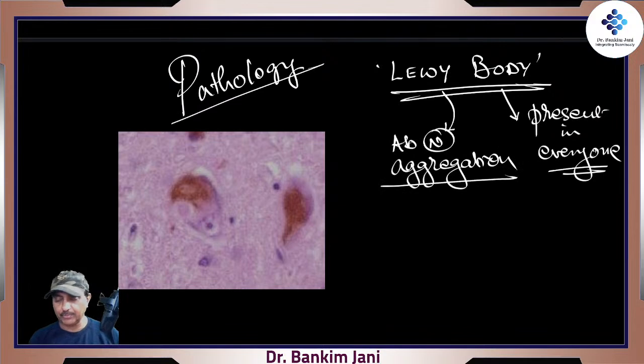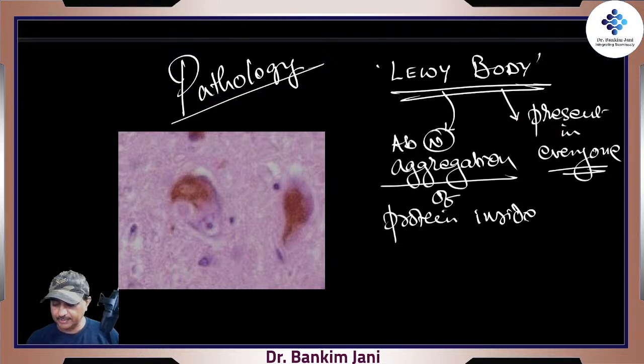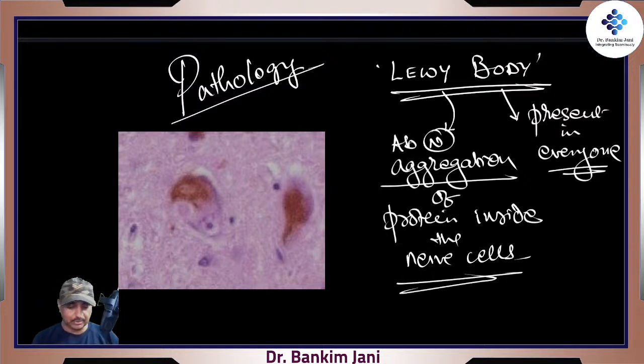So this is abnormal aggregation of protein, and this is protein inside the nerve cells, right? So inside the nerve cells. This is how it would look microscopically. Here it is, right? These are Lewy bodies.